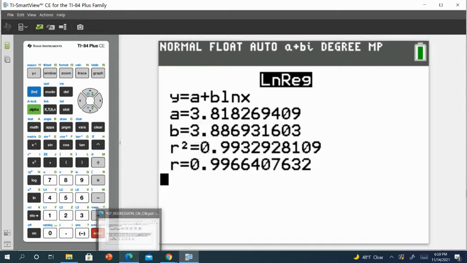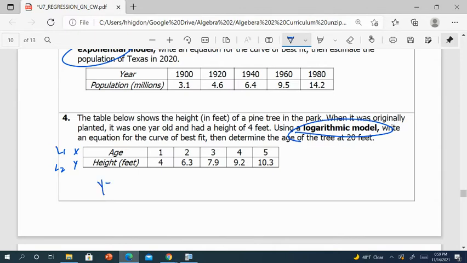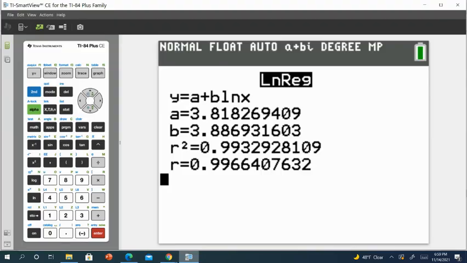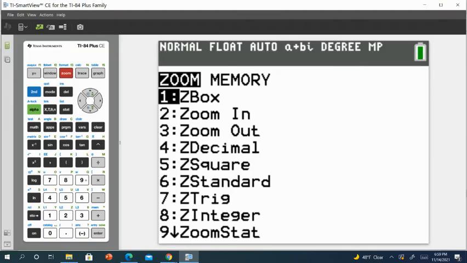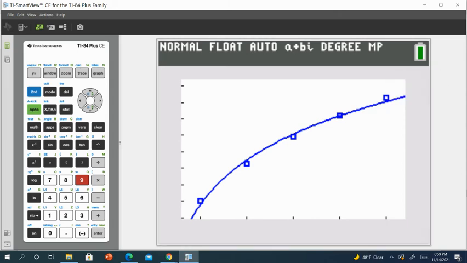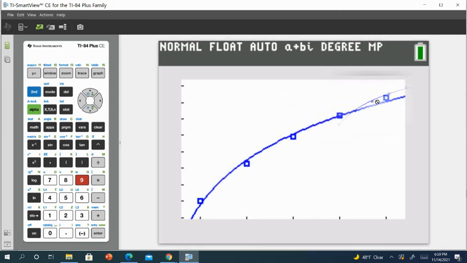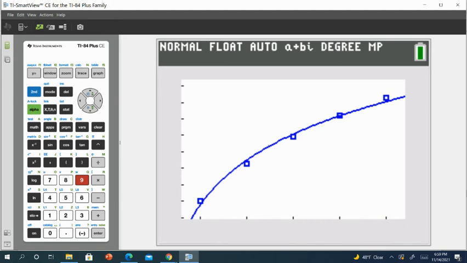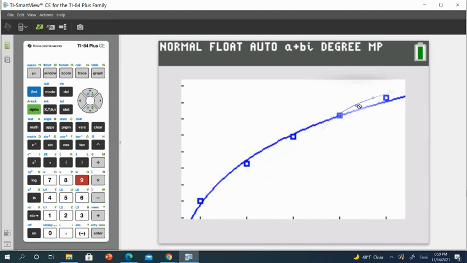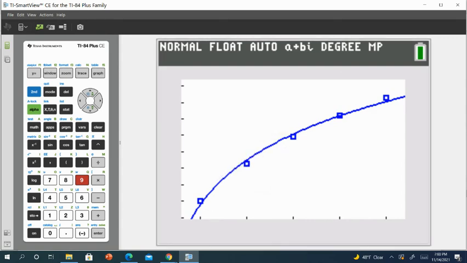So I'm going to go back and I'm going to write my equation. Y equals 3.818 plus, I'm going to put the b in parentheses just so I can separate it from my natural log of x. So there's the equation. If you wanted to look at the graph, Zoom 9 is going to allow you to do that. So you can see how well the data fits the equation that the calculator created. It hits kind of on all of the points. Some of them are a little off, but for the most part, it hits those data points.